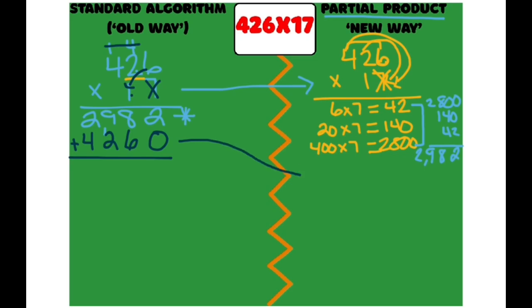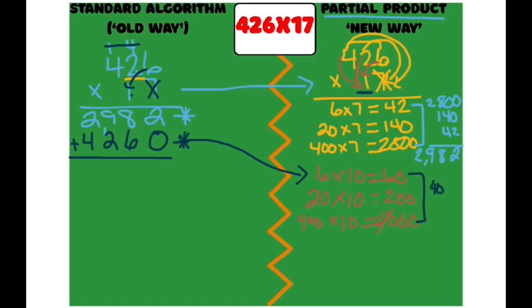Just like that last step, I'm going to pause and see how continuing using the partial product also represents this 4,260. I am now multiplying 6 times 10. 6 times 10 equals 60. 20 times 10 equals 200. And lastly, we have 400 times 10, which gives me 4,000. There we go. And now I'm going to simply add up that second set of partial products.